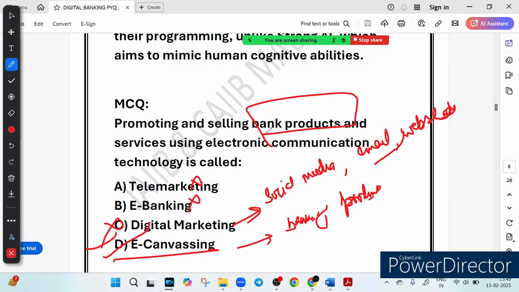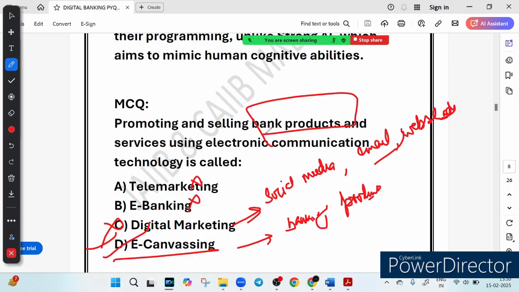A bank sends you an email offering a personal loan at a lower interest rate. This is called e-canvassing. You get an SMS from your bank about a new fixed deposit scheme. This is called e-canvassing. You see a YouTube ad promoting a special savings account. This is called e-canvassing. All these are examples of e-canvassing. So what we learned is that e-canvassing means promoting and selling bank products using email, SMS, social media and online ads.